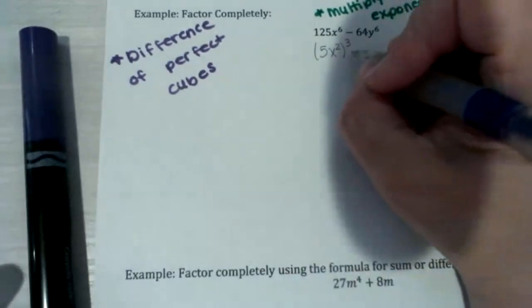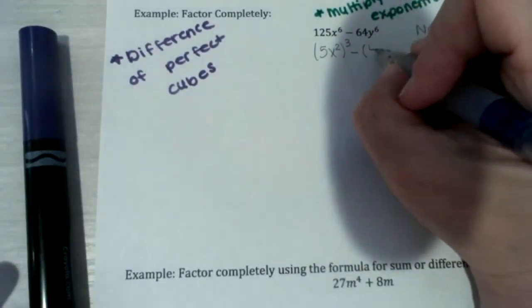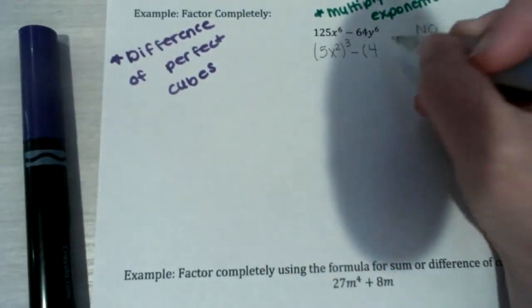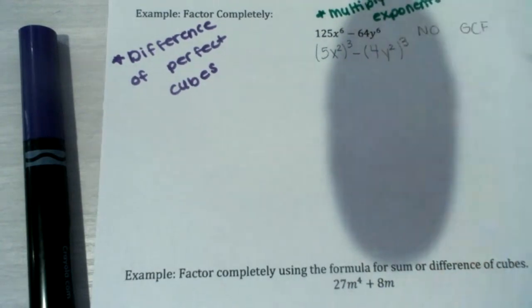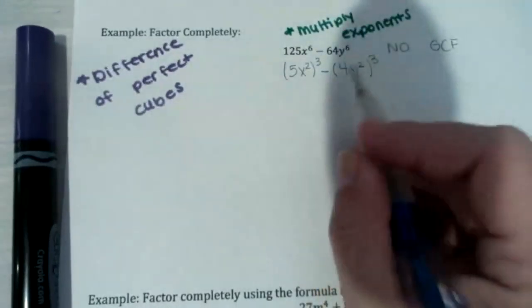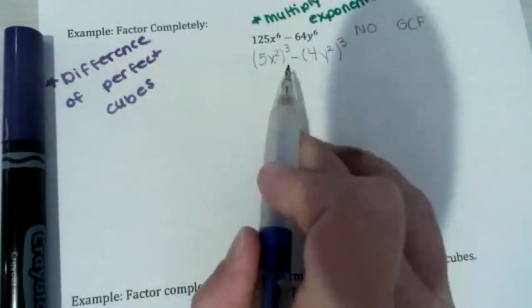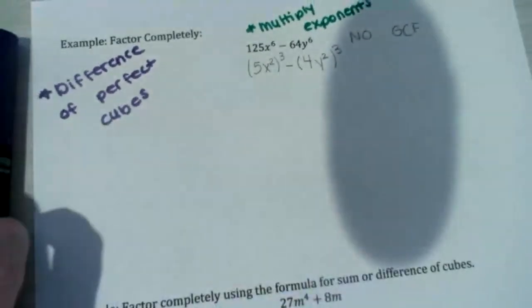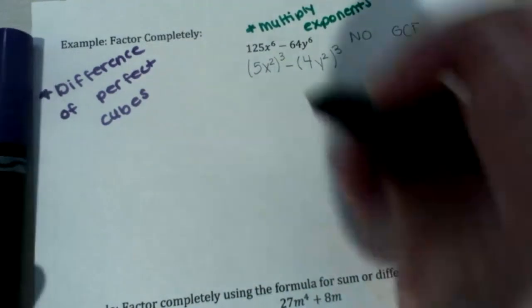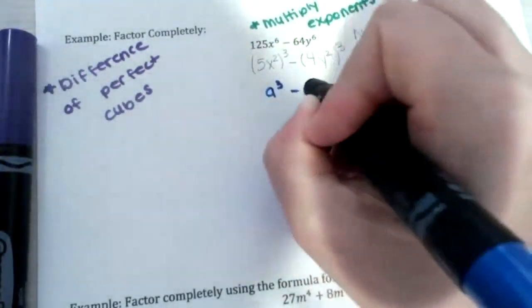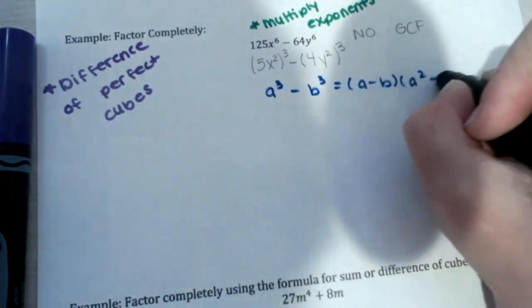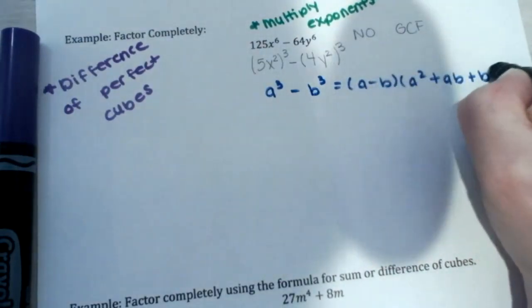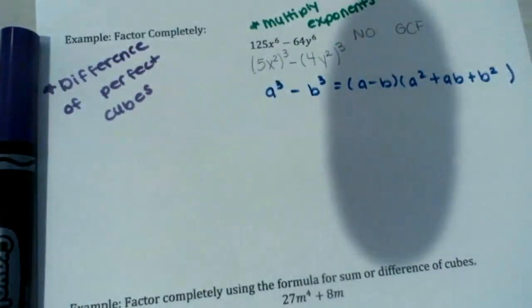So minus 64, which I know 64 is 4 times 4 times 4, so 4 cubed. And then again, y squared cubed would give us y to the 6 whenever you multiply exponents. So I have a perfect cube minus a perfect cube. So we can use our difference of perfect cubes formula, which we said from the previous page was a cubed minus b cubed, which equals a minus b times a squared plus ab plus b squared.